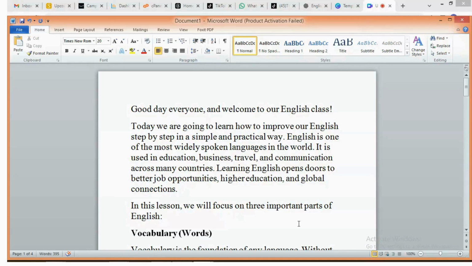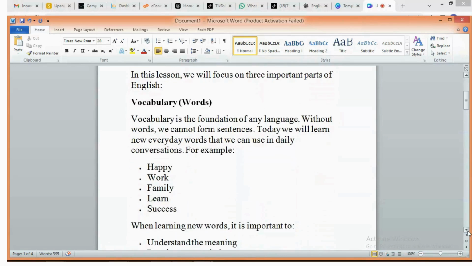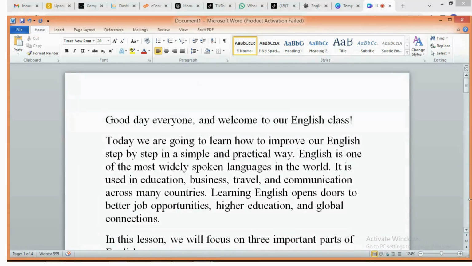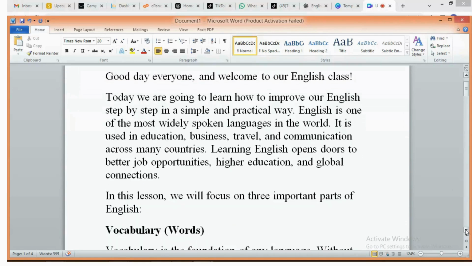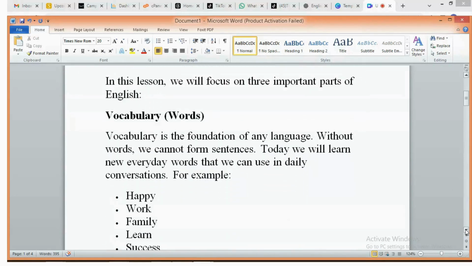In this lesson, we will focus on three important parts of English: vocabulary, sentence structure, and speaking practice. Vocabulary is the foundation of any language. Without words, we cannot form sentences. Today, we'll learn new everyday words that we can use in daily conversation.